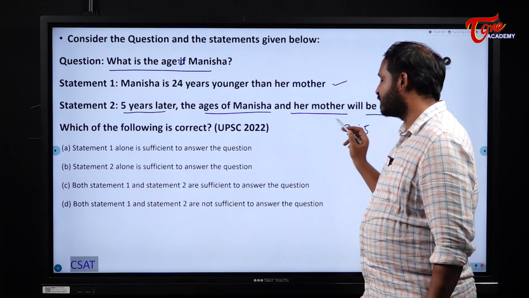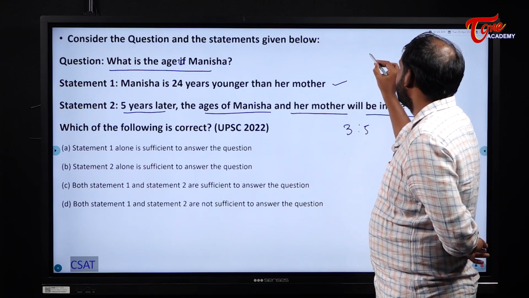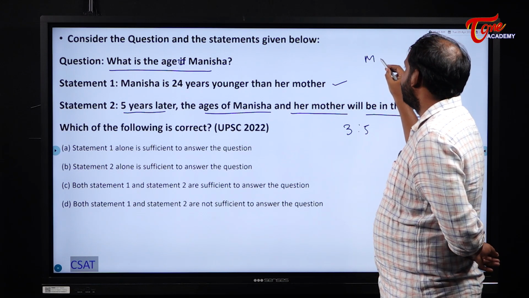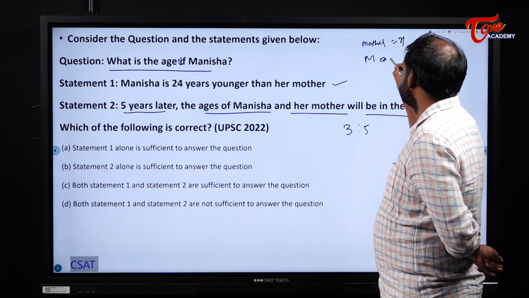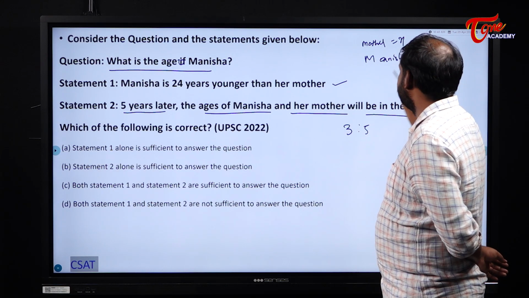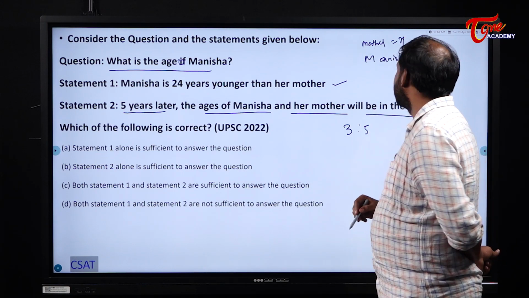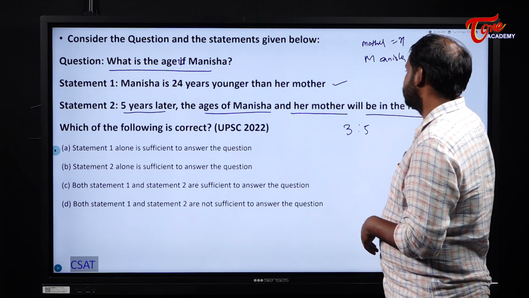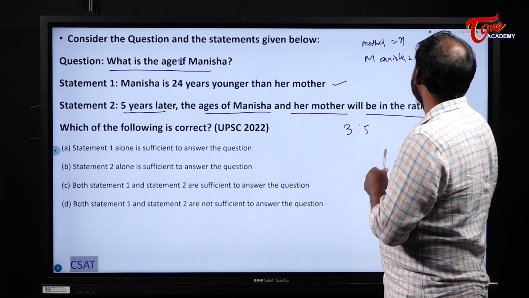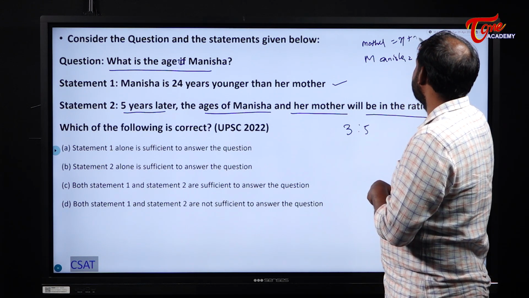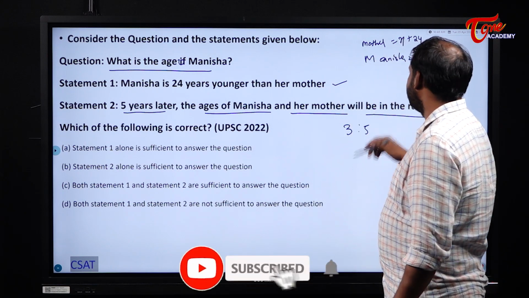Now I will try to combine the first and the second statements to get my answer. Is it possible or not? We will see. Manisha's age, I will take as x. Mother's age will become x plus 24, because she is 24 years older than Manisha. At last, what did they ask us? What is the age of Manisha, right? So now, after 5 years, what about Manisha's age?